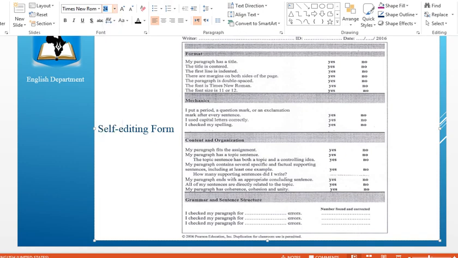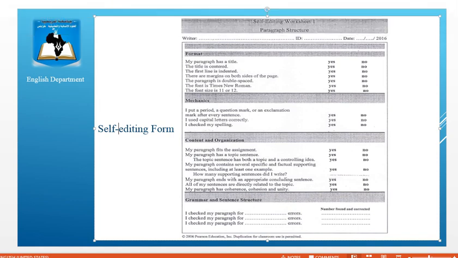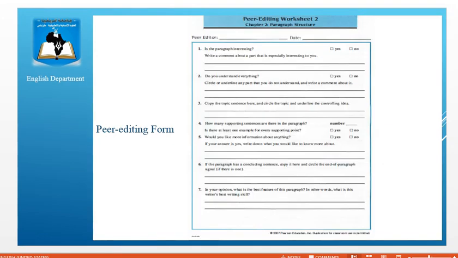Then mechanics: I put a period. Period means full stop, question mark, exclamation mark after every sentence. You say yes or no. I used capital letters correctly. As I told you before, in the first sentence, you must capitalize. And then you can read the rest and edit your paragraph. Then you can give another form to your friend, your classmate or peer to edit yours, and he or she is going to follow these points and give you their feedback.